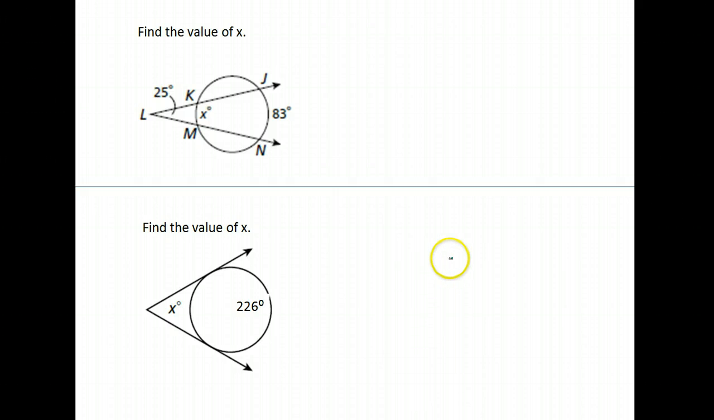All right, here are two more examples. We're asked to find the value of x. And as I look at these, I take a look at what do I have? Well, I have an angle here at L. When it intersects the circle, it creates two arcs, an arc here and an arc here. Its vertex is outside of the circle. So I know the formula I'm supposed to use is that the angle is equal to 1/2 of the bigger arc that's created minus the small arc that's created.